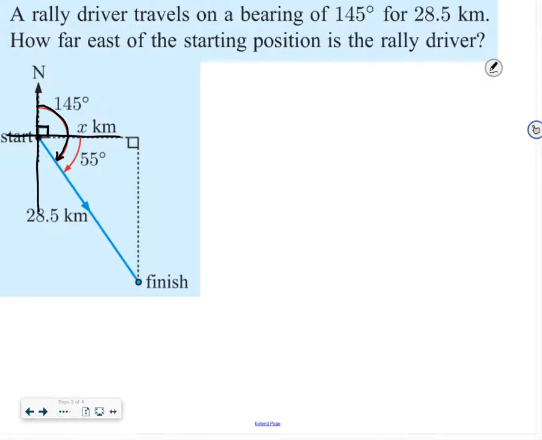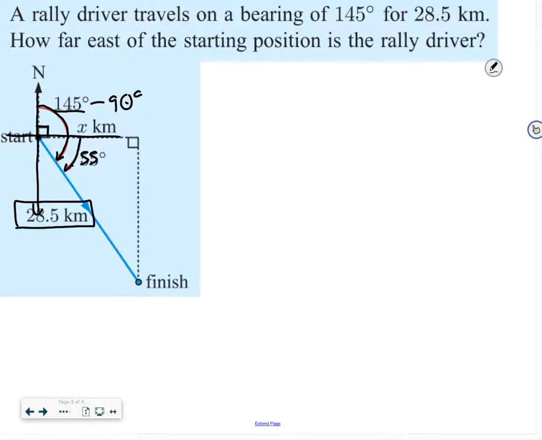Okay, it's not quite south because it's not 180 degrees. So then this angle in here must be 55 degrees. We get that by subtracting 90 degrees from our original 145. Okay, we travel in this direction at 28.5 kilometers. How far east of the starting position is the rally driver?